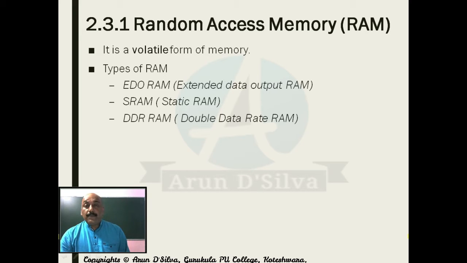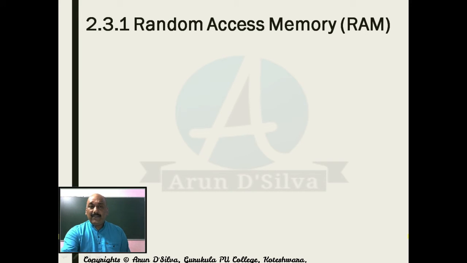The first type is EDO RAM, extended data output random access memory. The second category is SRAM, static random access memory. The third one is DDR RAM, double data rate random access memory. So these are the different types of memory. Let me give you the definition of these.